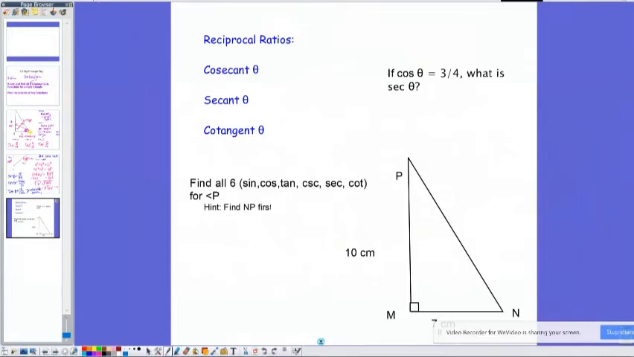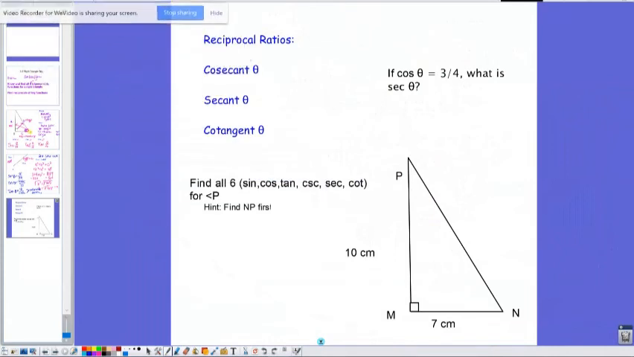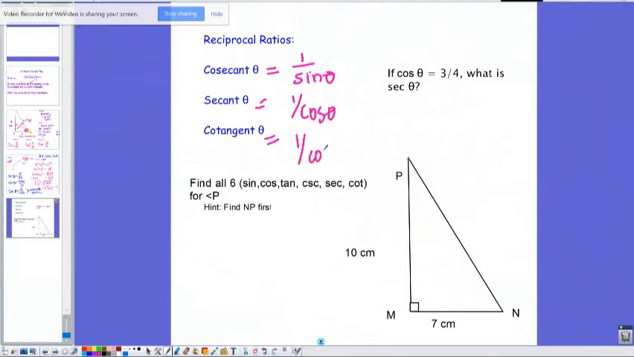Here's our last example where we are going to talk about those other reciprocal ratios. So the reciprocal ratios are cosecant, secant, and cotangent. And I always get confused because I think that cosine should go with cosecant, but it's exactly the opposite. So 1 over sine of theta is the same as cosecant of theta. And secant is 1 over cosine of theta. And cotangent's the easy one. That's 1 over the tangent of theta.